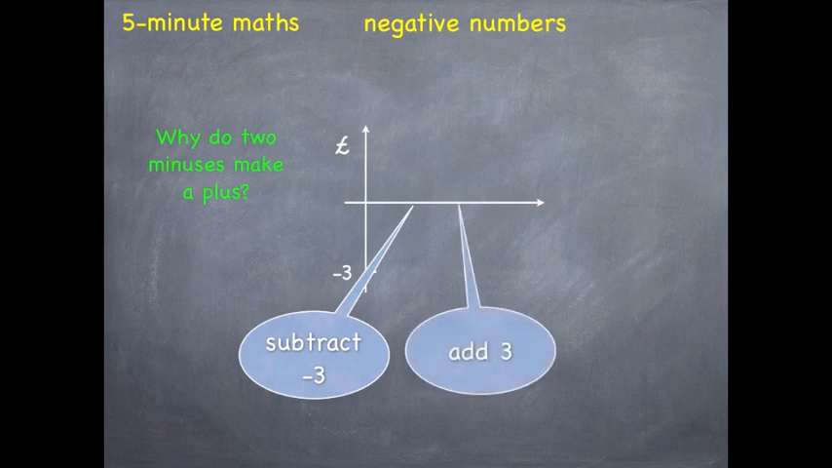These two actions have the same effect. Subtracting -3 and adding 3 are both ways of making me £3 better off and taking the balance to 0.